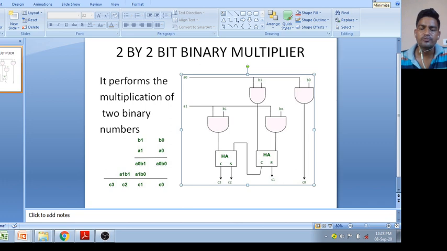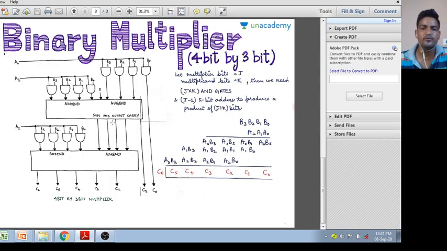Now suppose you have to perform a 4 by 3 bit operation. This is your 4 by 3 bit, so there are 4 bits of B: B0 B1 B2 and B3, and 3 bits of A: A2 A1 and A0. This is your B3 B2 B1 B0. This is A2 A1 A0. It will give, multiplying by A0: A0 B0, A0 B1, A0 B2, A0 B3. Now A1 B0, then A1 B1, A1 B2, A1 B3, then similarly multiply by A2.